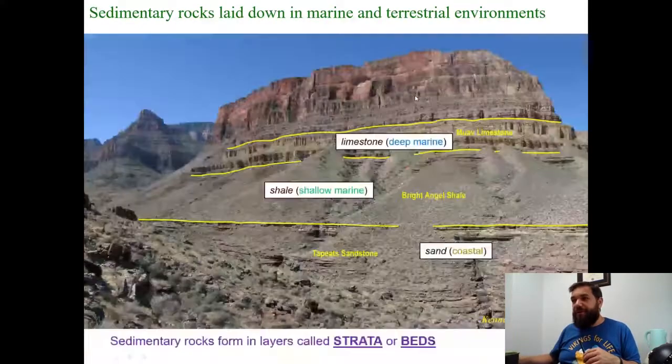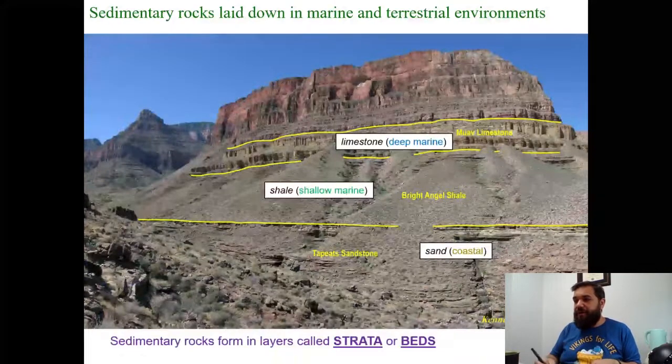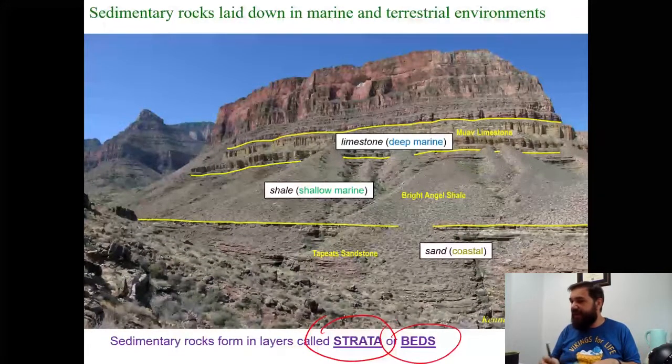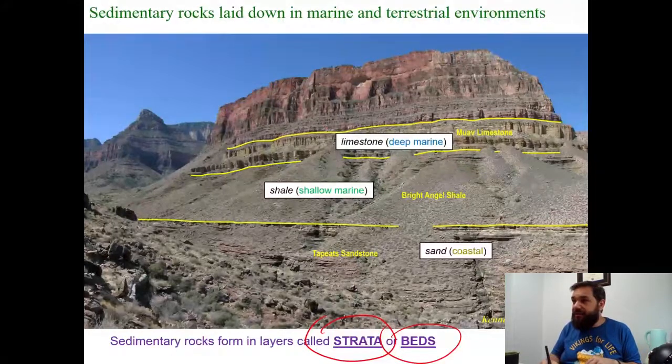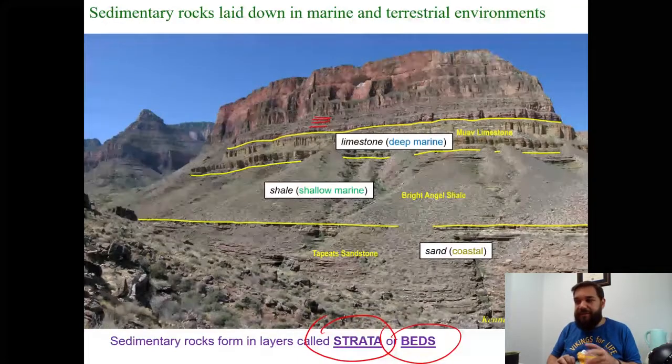So sedimentary rocks form in layers called strata or beds. Okay, so these layers that you see, we call them beds or strata, either one. Okay, so sedimentary rock beds, sedimentary strata.